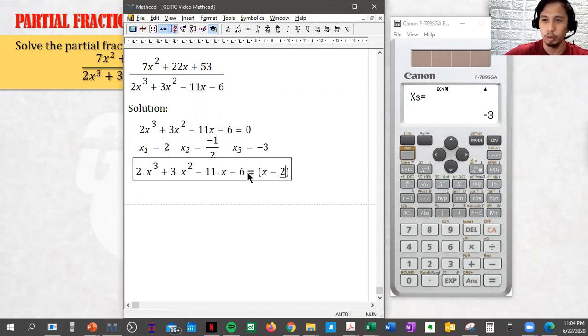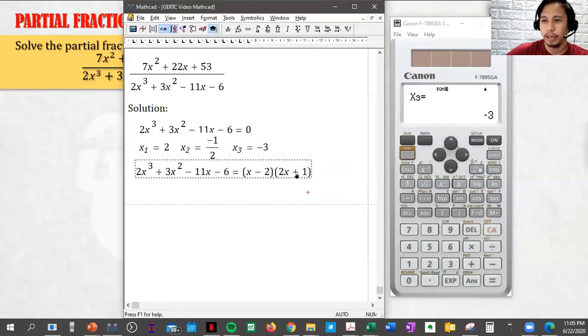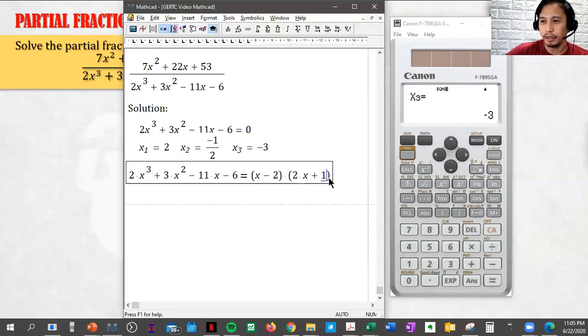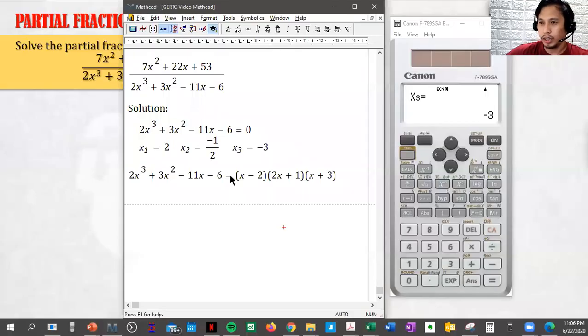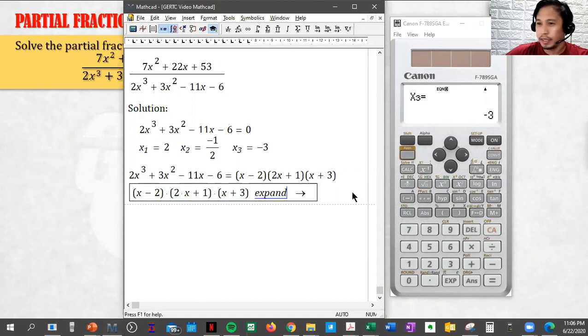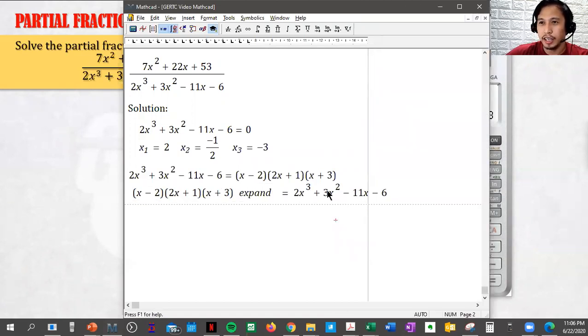the factored form of this is x minus 2, right? That comes from x equal to 2. Then for the second one, this should be 2x plus 1, okay? And for the third factor, this should be x plus 3. We try to expand this. That should go back to this, no? Expand ko yan. Okay. As you see, it goes back to that denominator. So, tama nga. That is its factor.